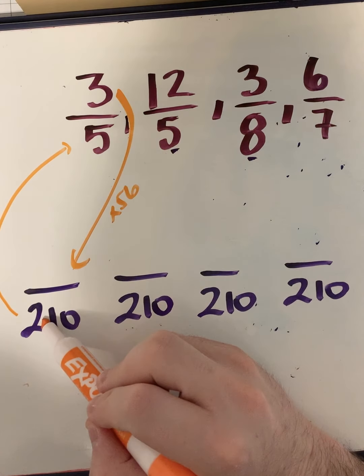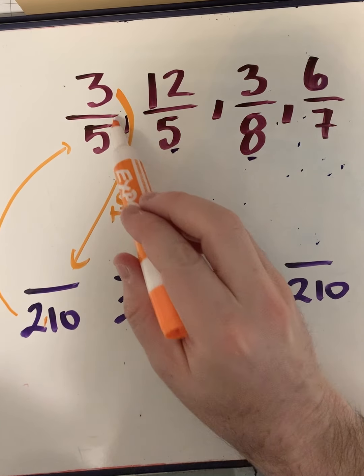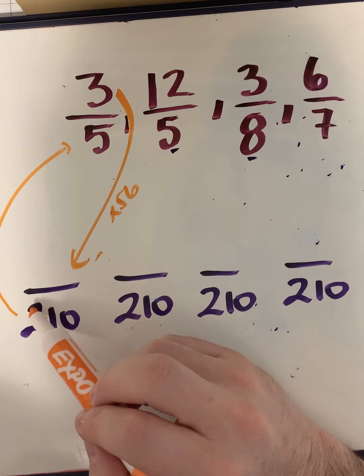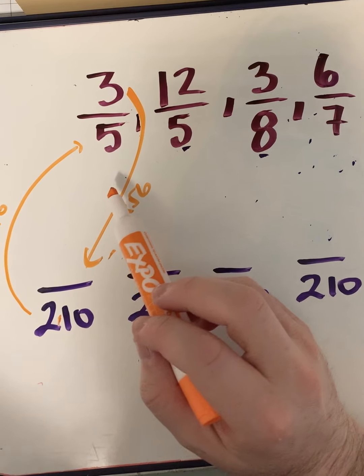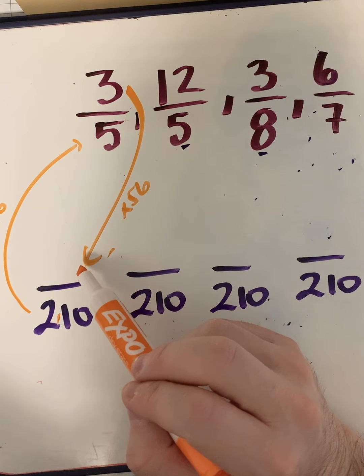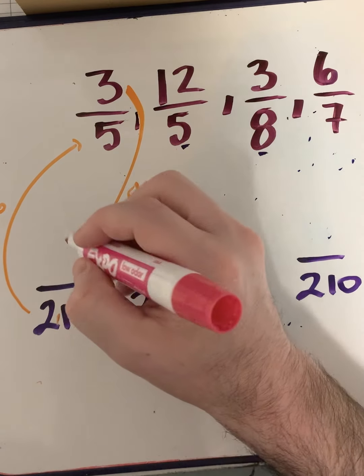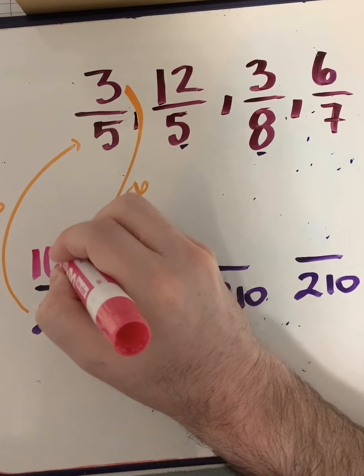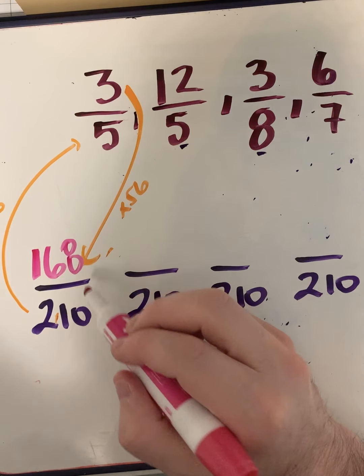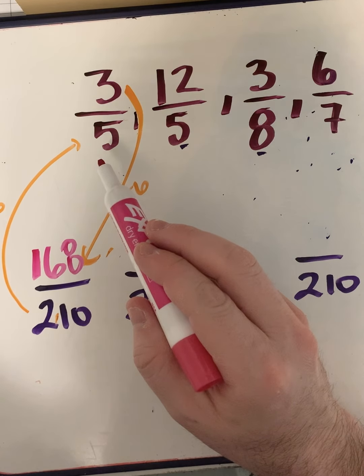Because I'm going from bigger to smaller, and here I'm going from smaller to bigger. So when I go from bigger to smaller, I'm always dividing. I'm going from smaller to bigger. So I'm going to do 3 times 56. That's going to give me 168. Again, an equivalent fraction. 168 over 210 is 3 over 5.